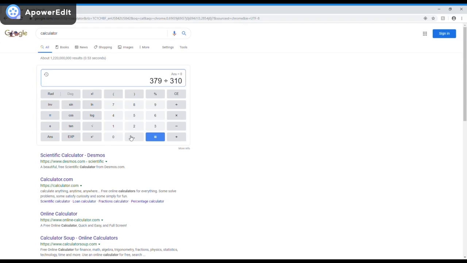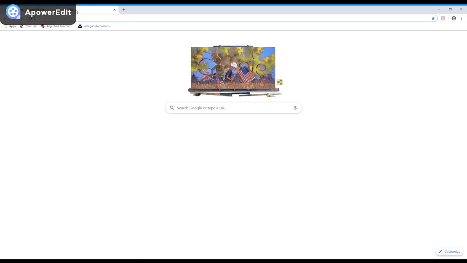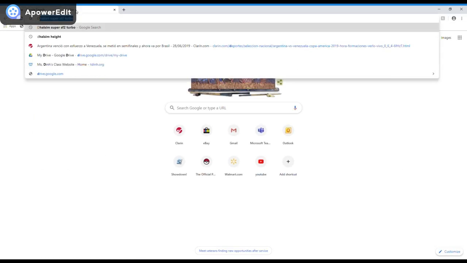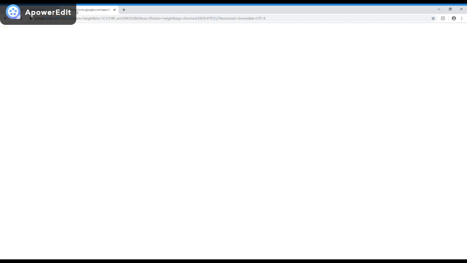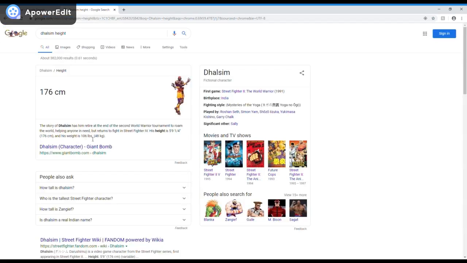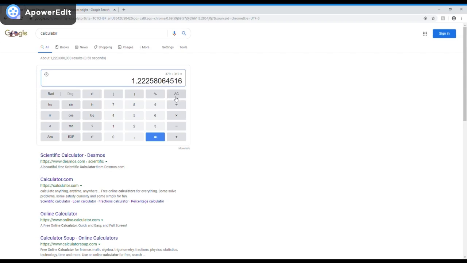Let me show you the process here. So we divide 379 by 310. Then we take his height here. Let's see, what is it? It's 5'9". Yes, 5'9". So now we can translate that over. That's 69 inches in height divided by 1.22, and that gives us the length of his arms.